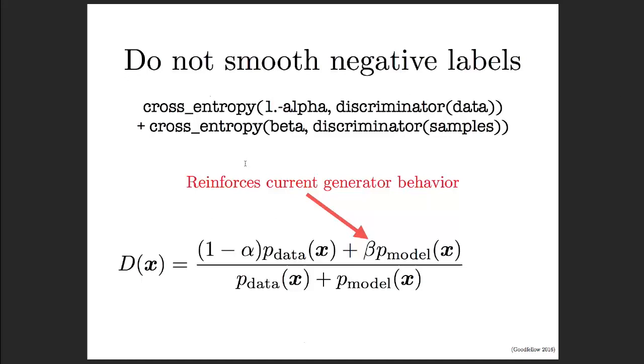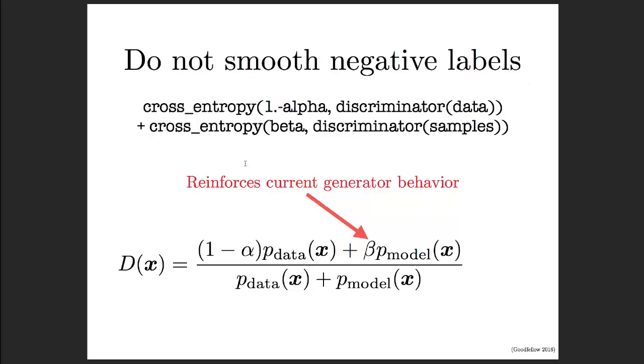It's important not to smooth the generator samples, and we can see this by working out what the optimal discriminator is. If we smooth by replacing the positive targets with 1 minus alpha and replacing the negative targets with beta, then we get this ratio of densities again, where in the numerator we have 1 minus alpha times the data distribution, plus beta times the model distribution. Because this numerator determines where the output of the discriminator function is large, and therefore where the generator wants to steer samples, we need to make sure that this second term does not appear in the numerator. Otherwise, we would reinforce the current behavior of the generator.